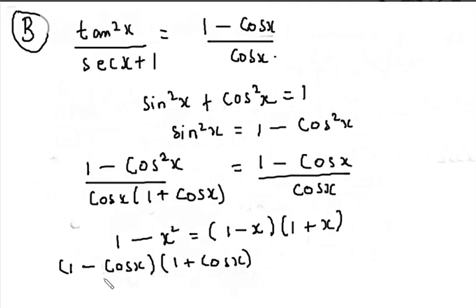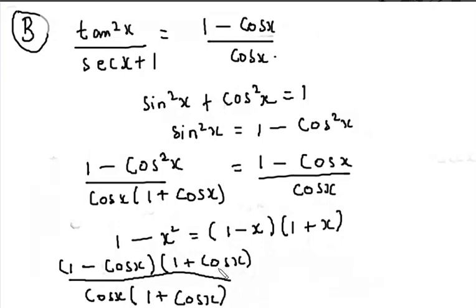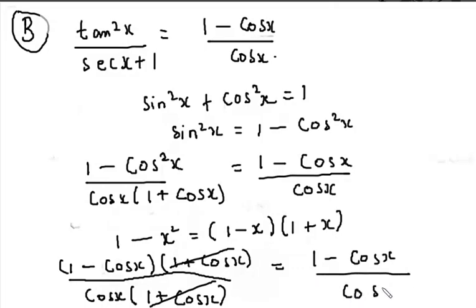Okay, so divided by cos x, open bracket, 1 plus cos x. So we have like terms on the numerator and the denominator, so they can cancel out each other. Okay, so this is equal to 1 minus cos x over cos x. So this left hand side is now equal to the right hand side. So we verified our trigonometric identity.